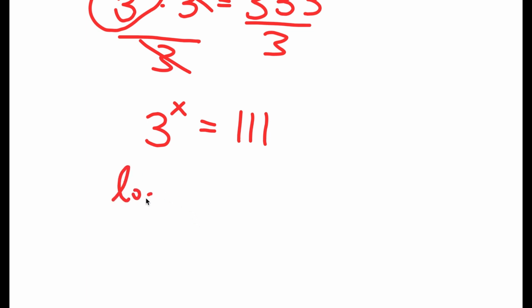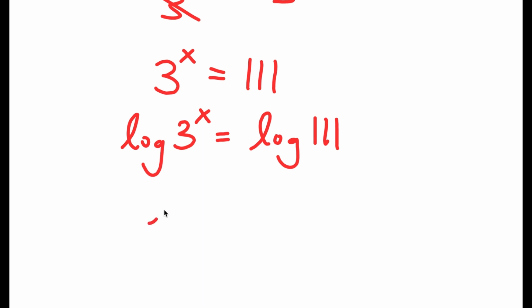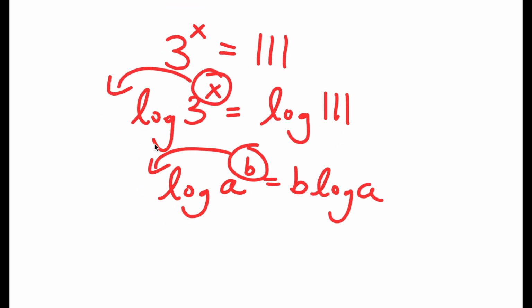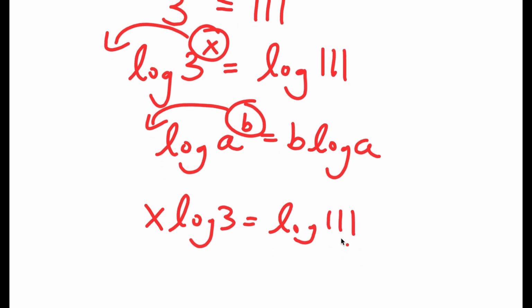Now, if I take the log on both sides, I get log 3 to the power of x is equal to log 111. Now, if I have something in the form log a to the power of b, I can move this exponent b to the front. So it's going to equal b times log a. So in this case, I have log 3 to the power of x, and I can move x to the front. So I get x times log 3 is equal to log 111.